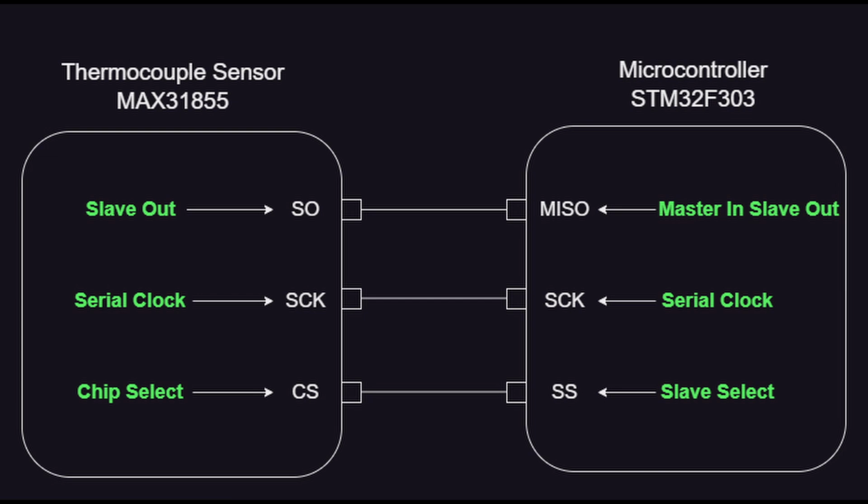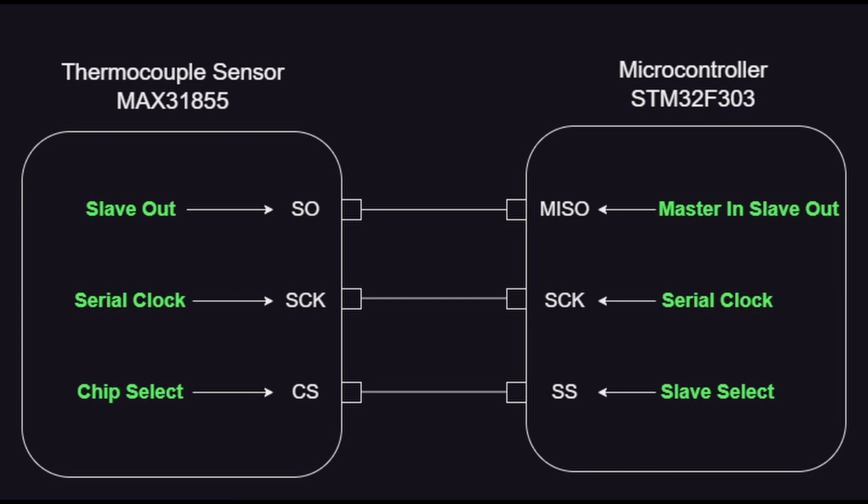SCK on the sensor goes to SCK on the microcontroller. SCK stands for serial clock. Understand SPI communication is what we call a synchronous communication protocol, meaning the communication between devices is coordinated by a shared clock signal. We don't have to go into each separate device and set up the clock rate to all be the same. We only set up the clock rate in the microcontroller.